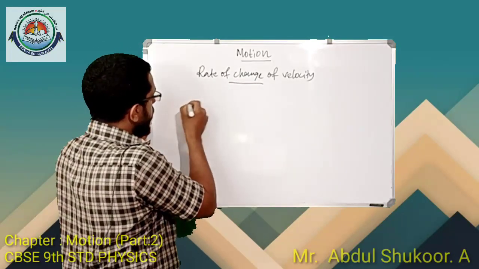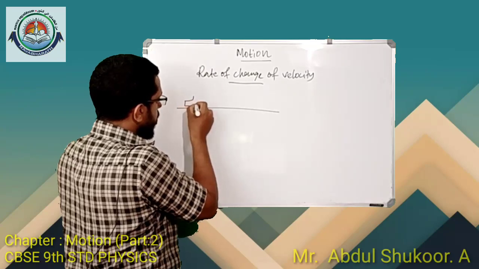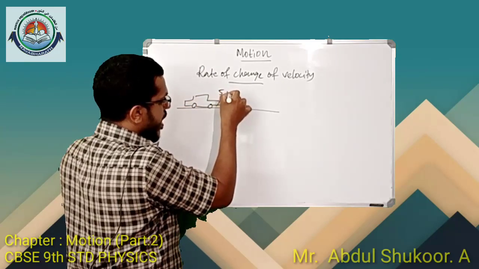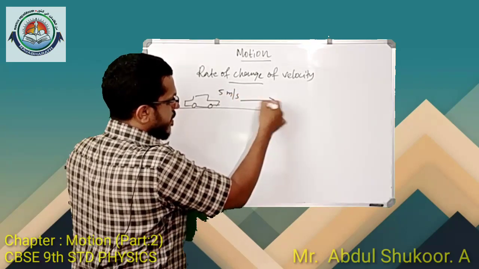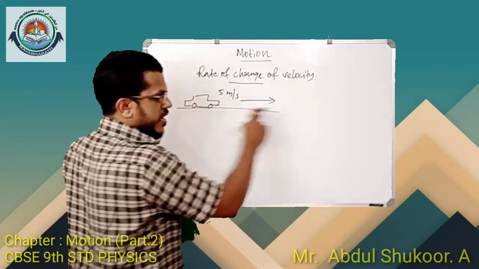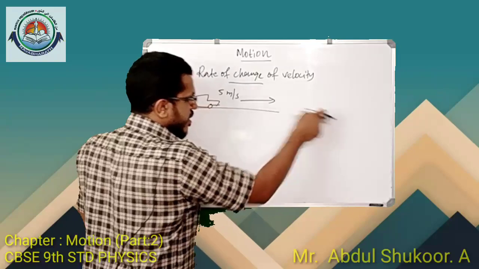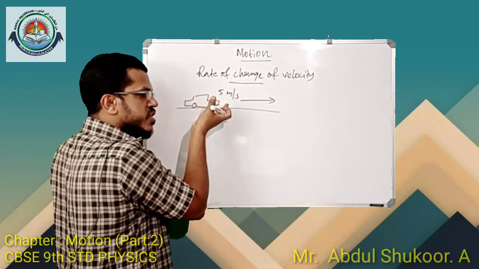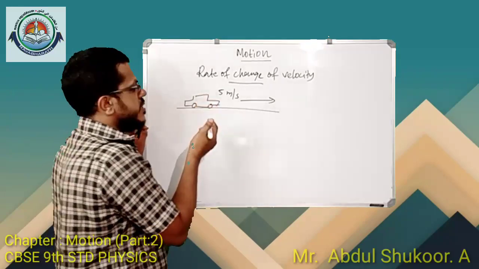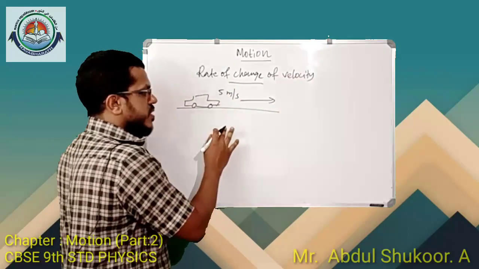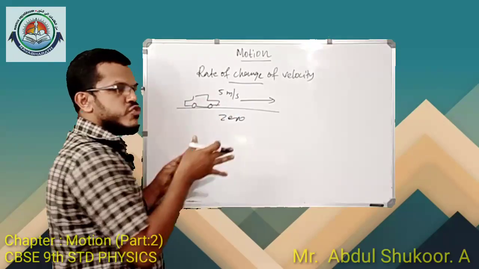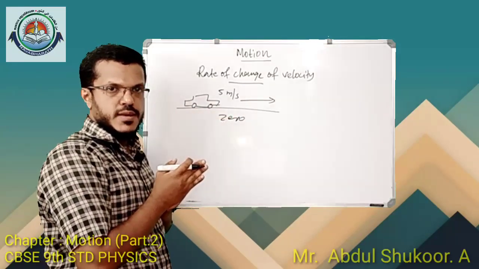For example, if a car moves along a straight line with a uniform velocity value of 5 meter per second, then there is no change of velocity for this car. That means the rate of change of velocity will become 0 for this car when it moves in uniform motion in a straight line.